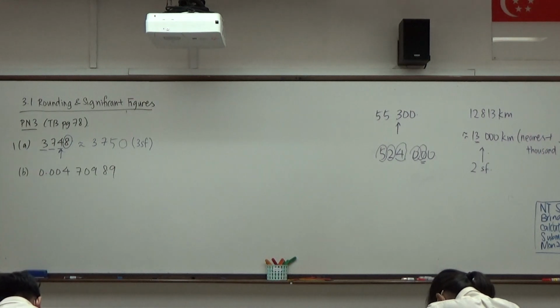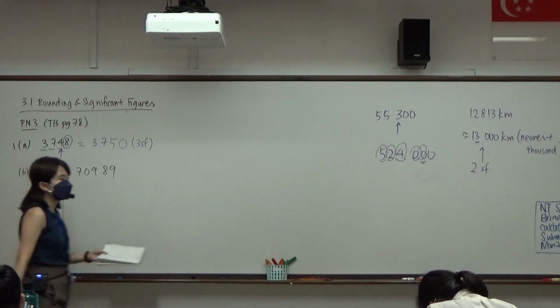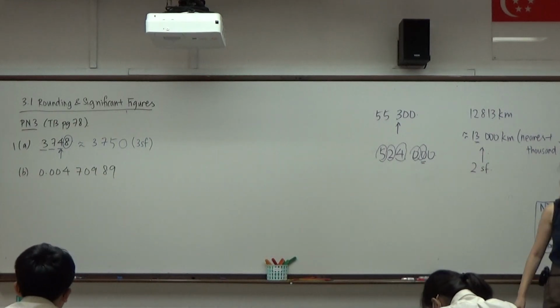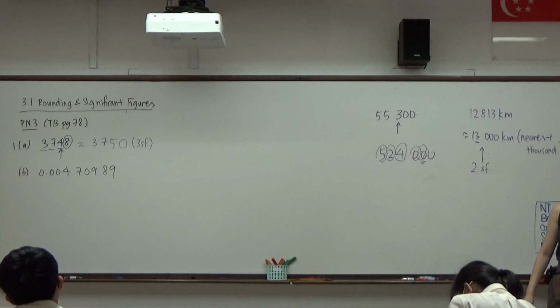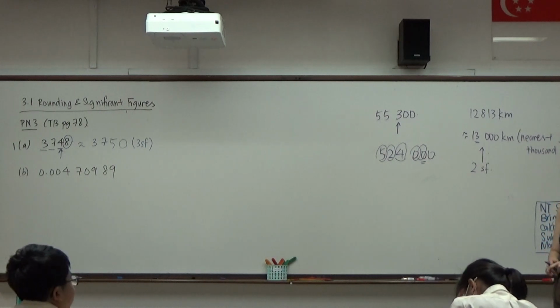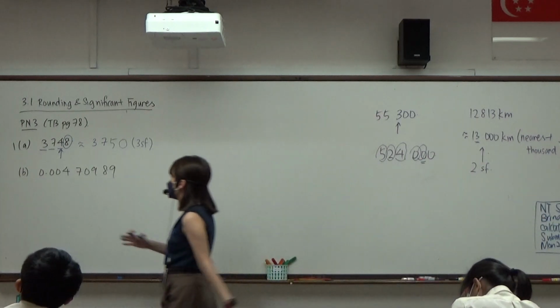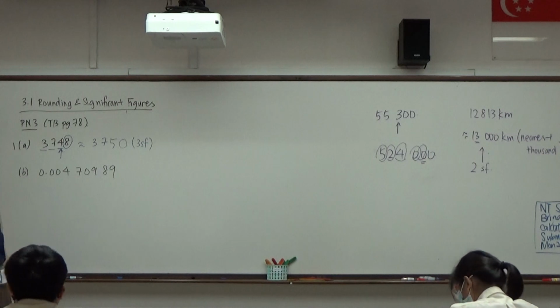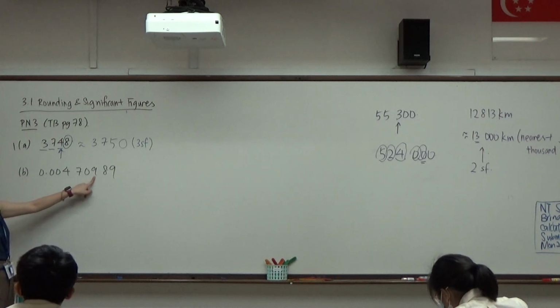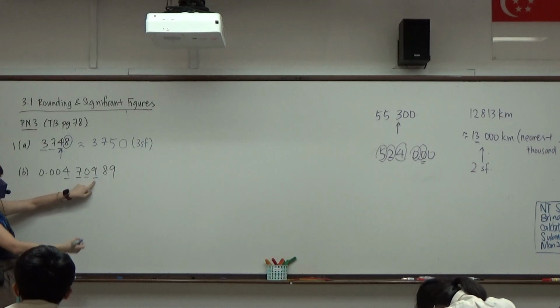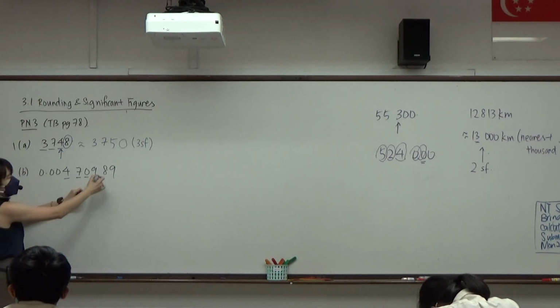Next one, part B. We have 0.04700989. We want to round off to 4SF, 4 significant figures. Anybody would like to try? No? Sagan, can you tell me which digit is at the 4 significant figures? This 9? So we count, this is 1, 2, 3, 4. So this is where I need to round off until. I look at the next digit.